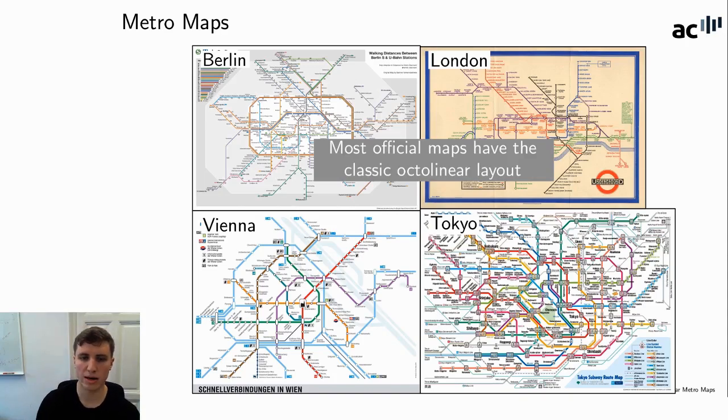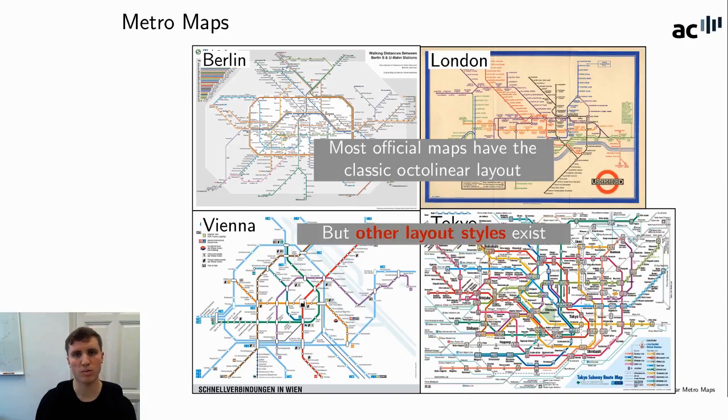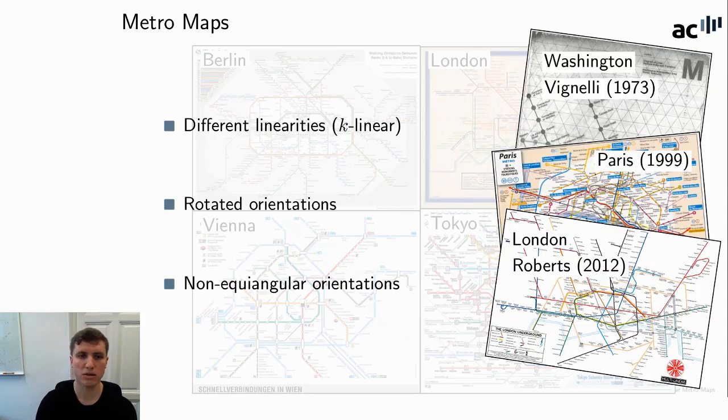But there are other layout styles that we can use to visualize a metro map. We could consider a different number of orientations. We could also rotate these available orientations such that the horizontal is not necessarily part of the visualization anymore. Or we could even consider a set of orientations in which consecutive orientations don't have an equal angle between them.